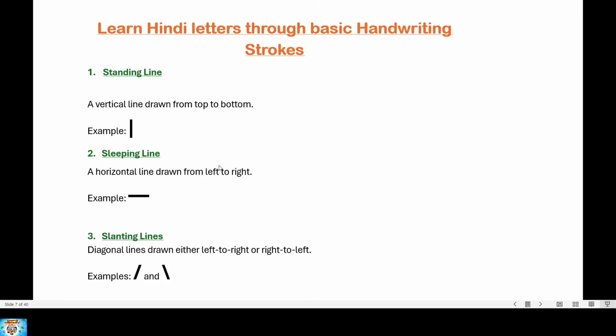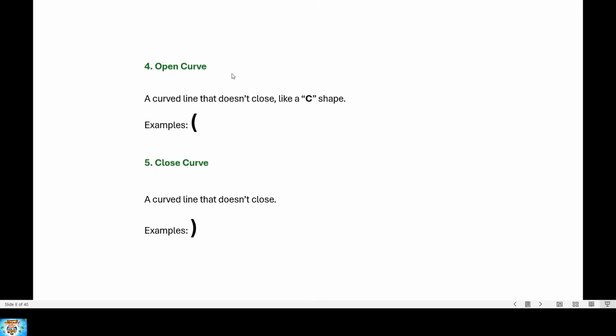Sleeping lines are the lines which are horizontal lines drawn from left to right. Slanting lines. These are the diagonal lines drawn either left to right or right to left. Open curves. A curved line that doesn't close, like a C shape. Finally, closed curve. A curved line that closes.